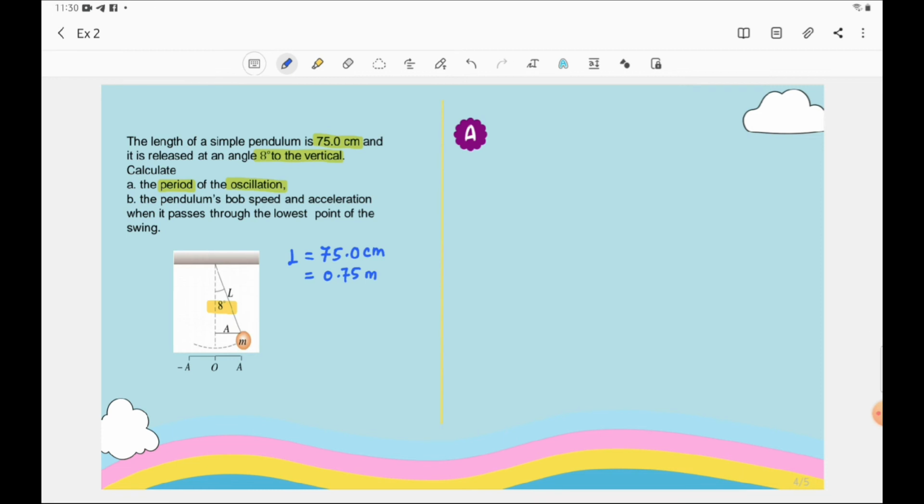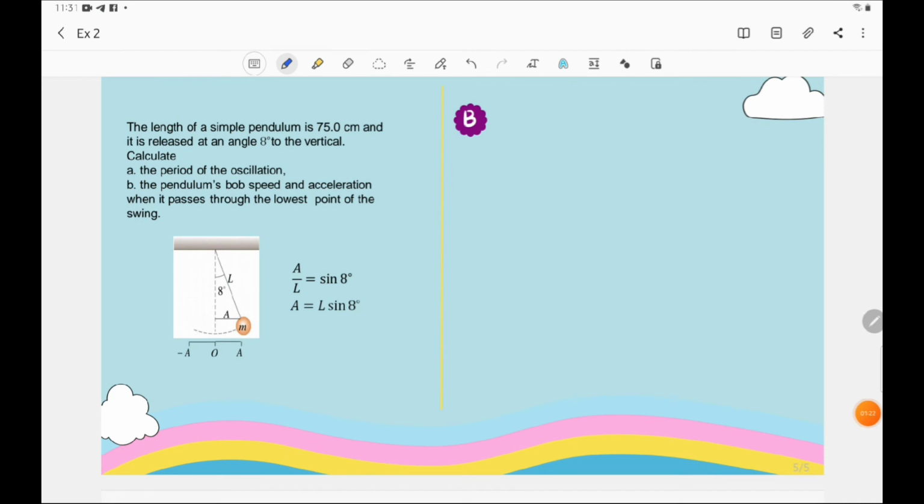So for a simple pendulum, to calculate the period we use the equation T is equal to 2 pi square root of L over g. This L is referring to the length of the pendulum. Okay, so now we just substitute 2 pi square root of, our L is 0.75 over 9.81, and then we will get the answer, which is 1.74 second.